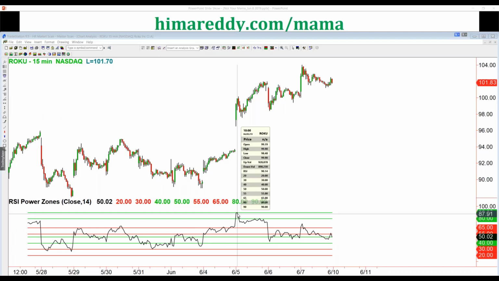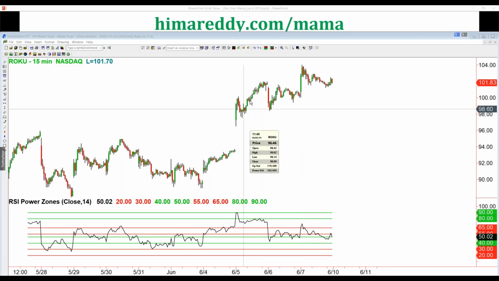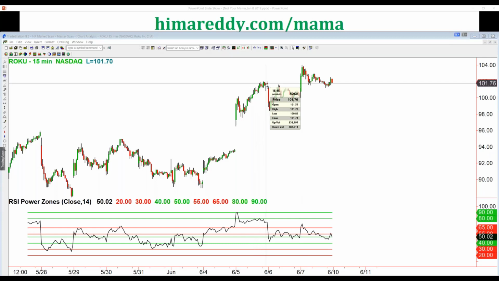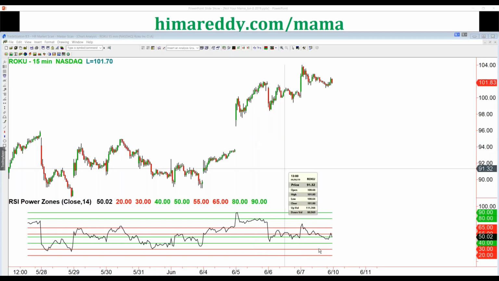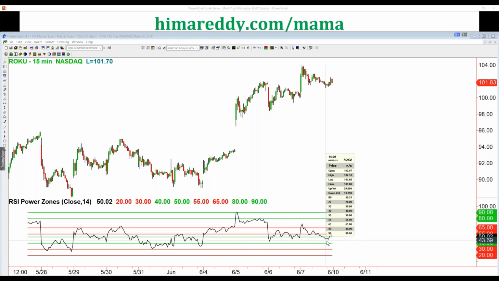RSI came to the bull resistance power zone. Notice RSI pulled back to the bull support power zone, and all price did was slow its pace. It didn't even correct lower. So this just showed you that there was an overbought condition and it needed to wear itself off.